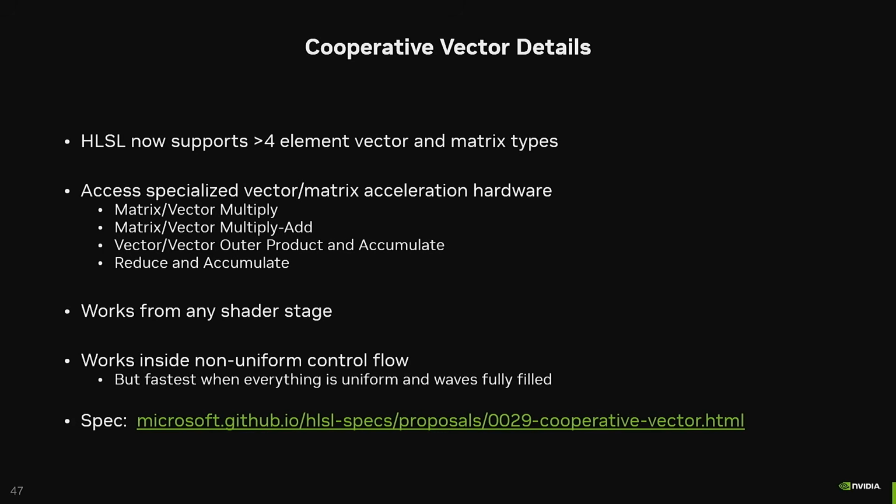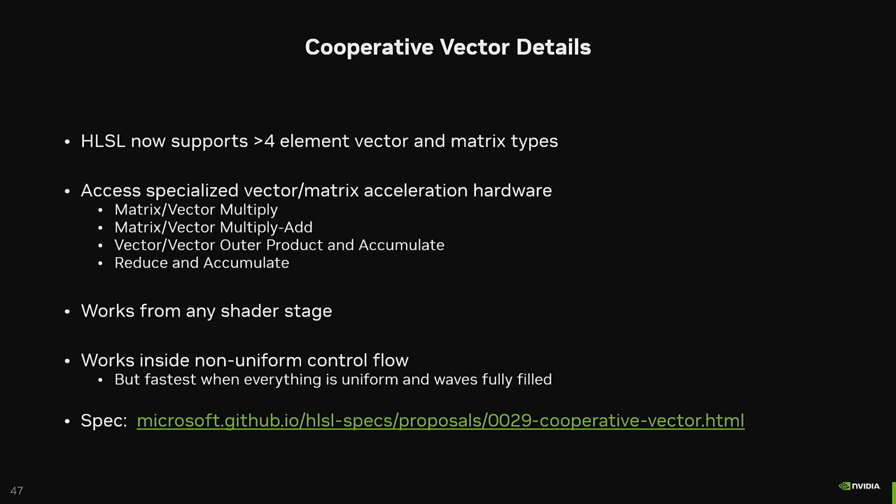So what are we adding in detail? We're extending HLSL to support vector and matrix types larger than 4 elements, which is obviously necessary for doing larger tensors. We're adding new specialized vector matrix acceleration hardware operations. So there will be support for vector matrix multiply add, outer product and accumulate, and reduce and accumulate operations. And these are the fundamental building blocks that you need to implement this kind of neural technique in your shaders, both for inference and for training. These are the building blocks of linear algebra, and a lot of machine learning is just fancy terminology for linear algebra. So once you can do things with matrices, you can do anything.